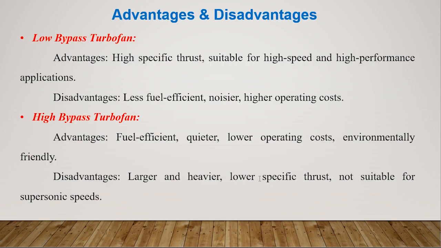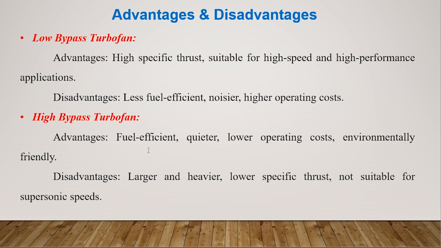Coming to the advantages and disadvantages, based on the performance and characteristics of both low bypass and high bypass turbofan engines, some points may be repeated. We know that high specific thrust is suitable for high speed and high performance applications. That's why the low bypass turbofan engine is used for military applications. The disadvantages are that it is less fuel efficient, noisy, and the operating cost is high.